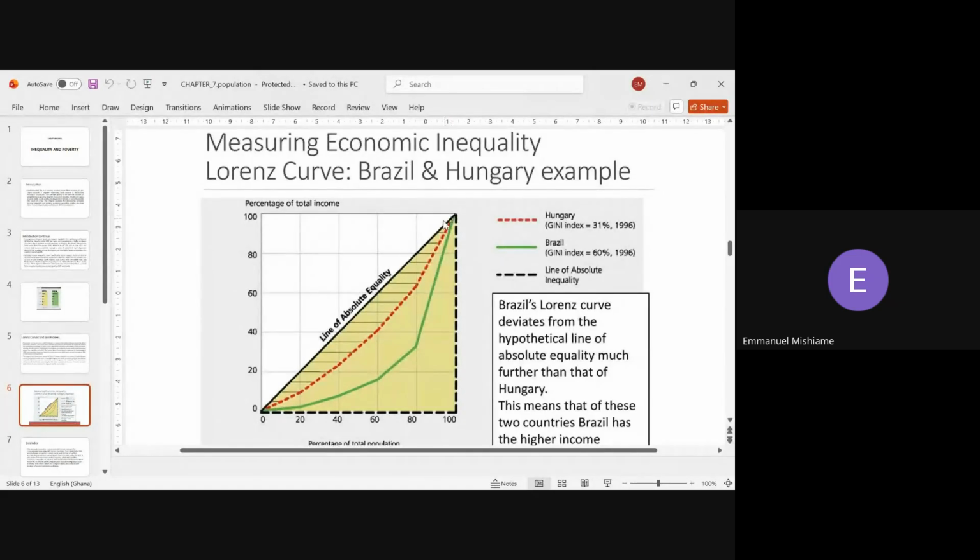If it was a perfectly equal income distribution, you should have 20% of the poorest population, that is, 20% of the country who are the poorest percentage of the population, earning 20% of the total income. So once again, if it was 100 cities, the poorest 20% of the population would be earning 2 cities out of that 100 cities.